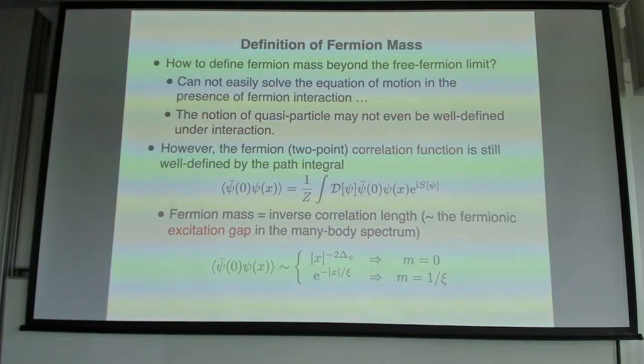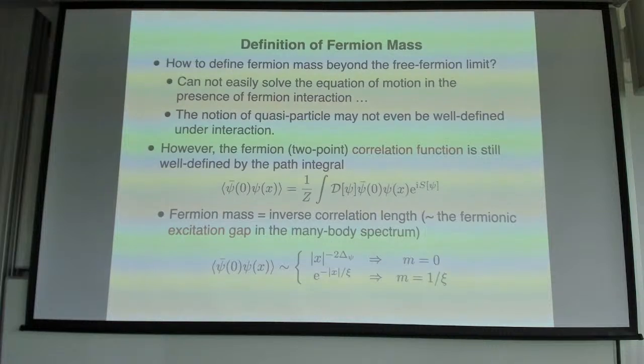However, that is basically a free fermion understanding, right? So the question is, how do we define fermion mass more generally if there is interaction? Well, if there is interaction, you can't easily solve the equation of motion because it will be nonlinear. And more seriously, the notion of quasi-particle may not even be well defined under interaction. So what does it mean to have a dispersion relation? In that case, you can't simply say that mass is just the m that appears in p squared plus m squared under a square root.